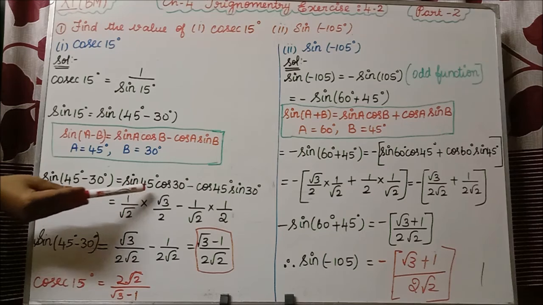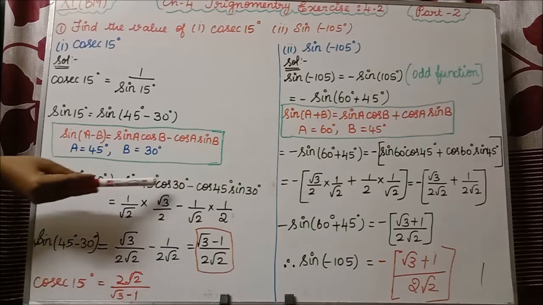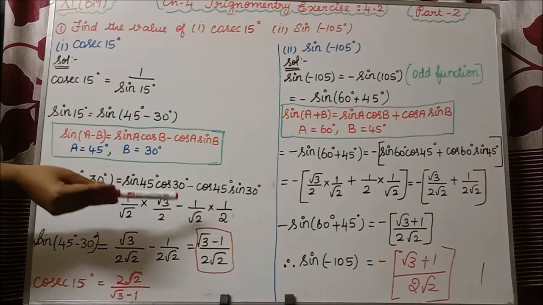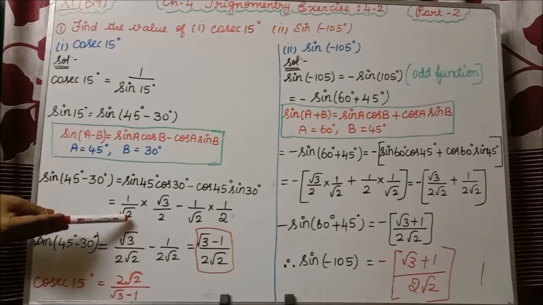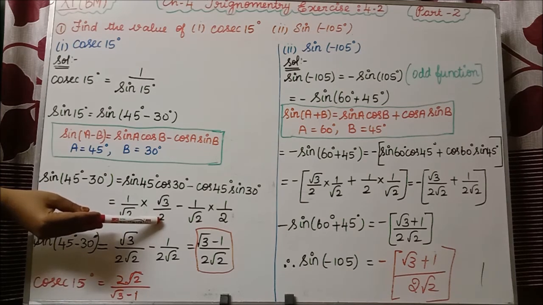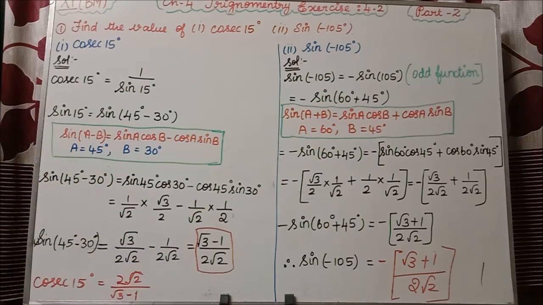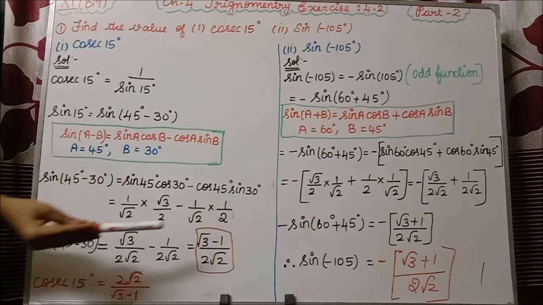Okay, so sin 45 degree, what is the value we are having in the tabular column? 1 by root 2. Cos 30 degree means in the tabular column root 3 by 2. Cos 45 degree means 1 by root 2. Sin 30 degree means 1 by 2. Now in the denominator, if you see here also root 2 into 2, here also root 2 into 2. We are having the same denominator, isn't it? Numerator 1 into root 3 is root 3, 1 into 1 is 1.